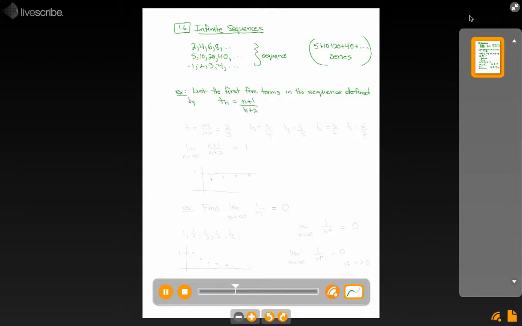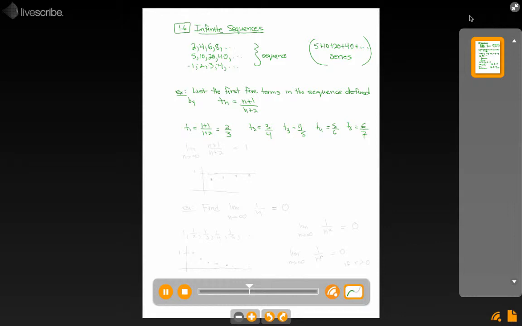So we're asked in this case to list the first 5 terms in the sequence defined by Tn equals (n plus 1) over (n plus 2). So if I asked you what term 1 is, you just put 1 into there and you say, well, 1 plus 1 over 1 plus 2 is 2/3. If I asked you what term 2 is, you do the same thing and you'd say, well, it's 3 over 4. Next term is 3 plus 1 over 3 plus 2, so 4 over 5. Term 4, 5 over 6, and term 5, 6 over 7.